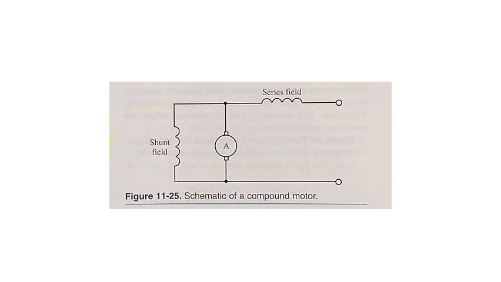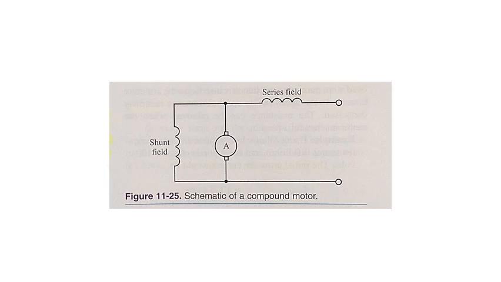There are two methods used to connect these windings. If the magnetic field of the series winding reinforces the magnetic field of the shunt winding, the motor is said to be a cumulative compound motor. If the two windings are connected to oppose each other magnetically, the motor is a differential compound motor. A detailed study of compound motors is beyond the scope of this text. However, the characteristics of the different types should be noted.